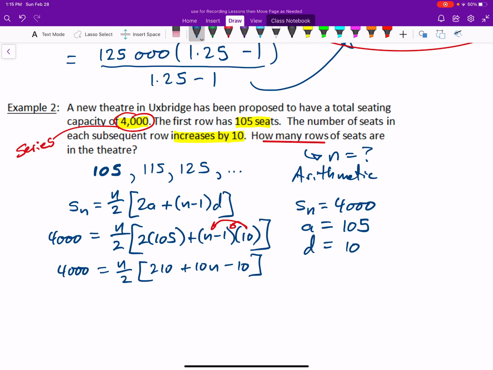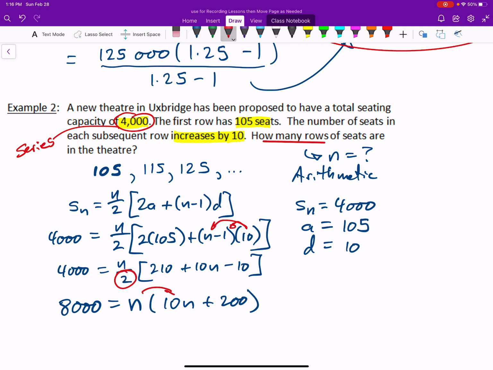So maybe at this stage, one thing I could do is multiply both sides by 2. That'll get rid of the 2 on the bottom of this fraction. And if I multiply the left side by 2, I'm just going to end up with 8,000. So multiplying both sides by 2, I get 8,000 on the left side. Now I've just got n without it being over 2 here. I can simplify a bit more. I've got 10n, and then if I combine the 210 and the minus 10 together, it's 10n plus 200, right? So a bit of simplification.